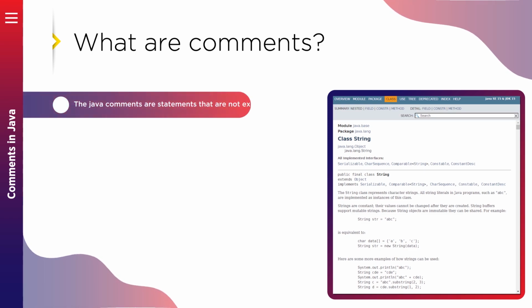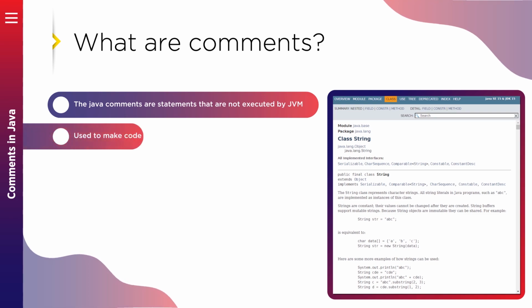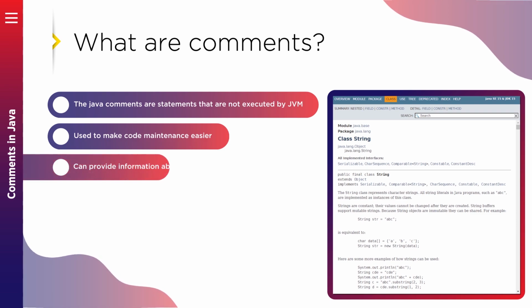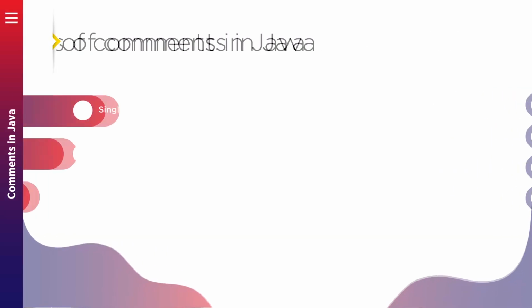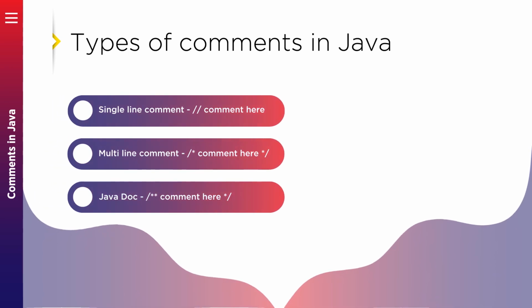The Java comments are statements that are not executed by JVM. The comments can be used to provide information or explanation about the variable, method, class, or any statement. It can also be used to hide program code temporarily. Comments are often used to leave so-called to-do comments, reminders to not forget to restructure code or to add something in the future. There are three types of comments in Java: single line, multi-line, and JavaDoc.